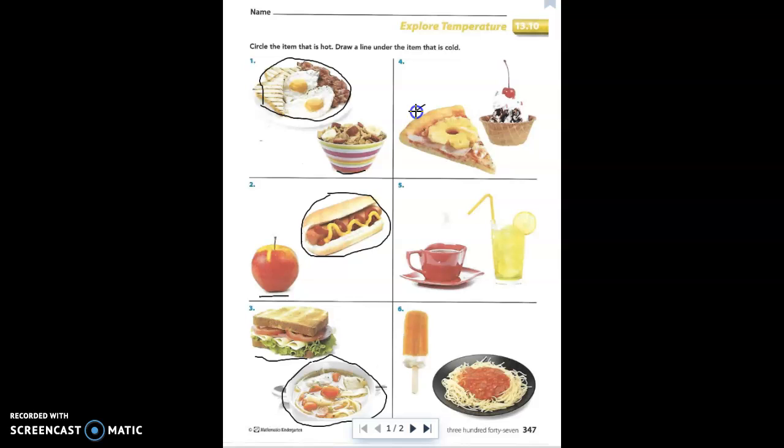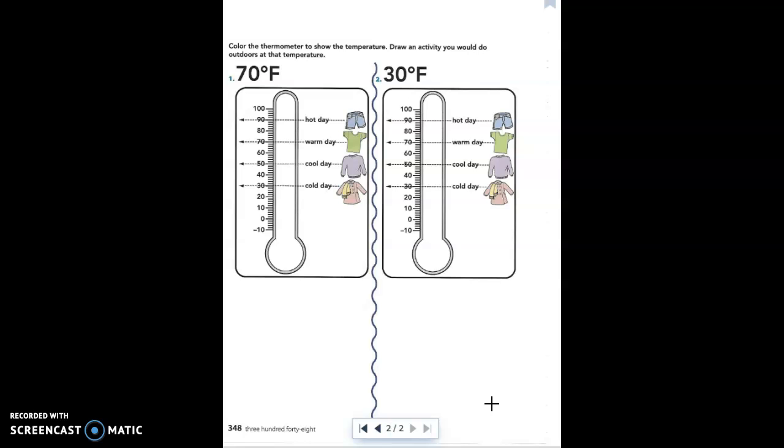Number 4, pizza would be hot, and ice cream would be the cold thing. Here we have a cup of tea or coffee and some lemonade. The mug is my hot item, and the lemonade is the cool item. Here I have spaghetti and a popsicle. Spaghetti will be much hotter than a popsicle. All right, so easy peasy. Most of you know without any help what items are hot and which items are cold. Okay, so flip your page over and let's work on the back together, okay?